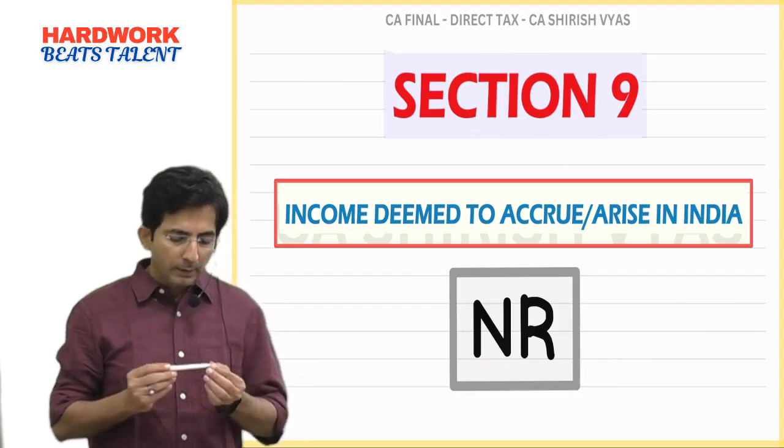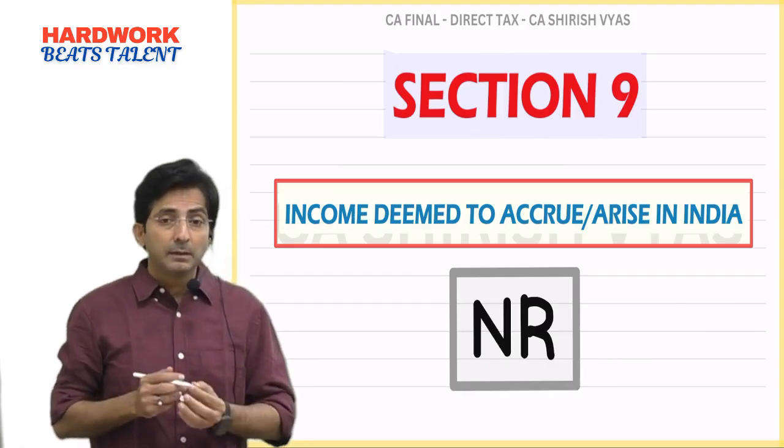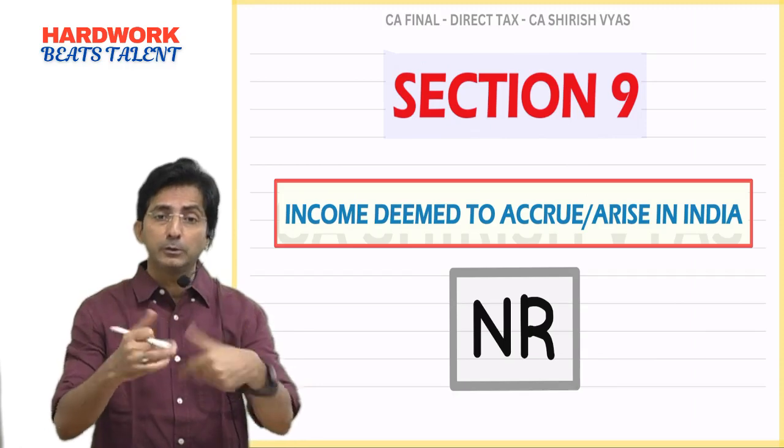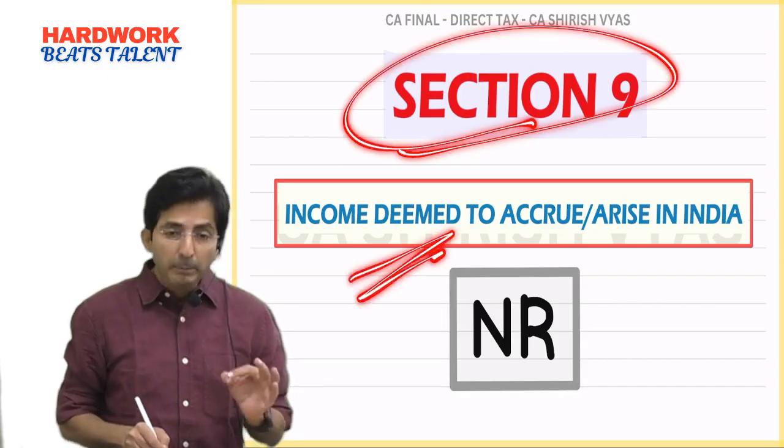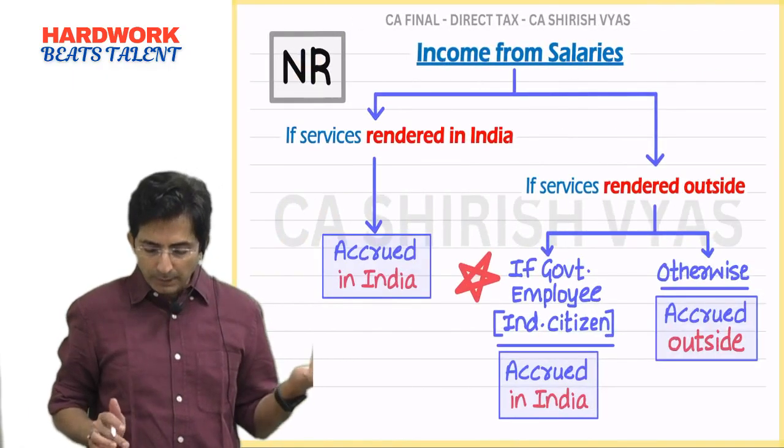You know why the word "deemed"? Because many times, actually, if you see, the income is not arising in India. But this section has made a deeming provision also. Like this was a deeming provision only, no?